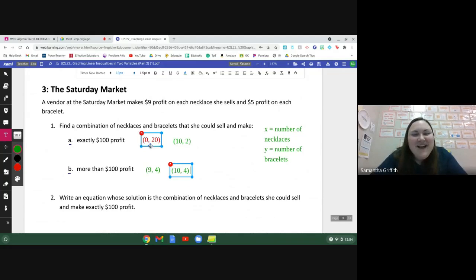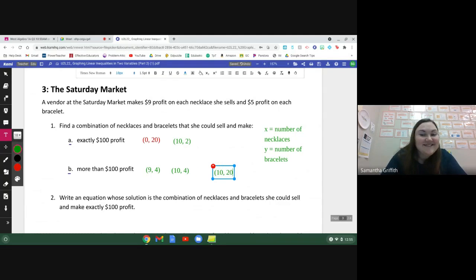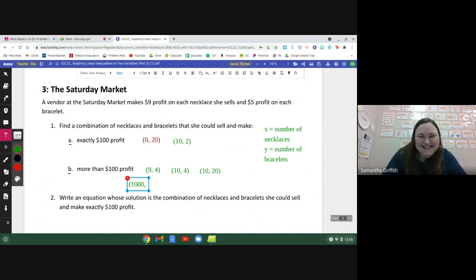These combinations here are exactly 100, so if you add to these, that would be more money, right? So 10, 4, that's just extra bracelets. I could take that 0, 20 and do like 10, 20, because I know this is giving me exactly 100. So any more than this would be more. Like I said, there's millions of correct answers. We could get really ambitious and say if she sold 1,000 necklaces and 1,000 bracelets, that's for sure going to be more than $100. So there's tons and tons of correct answers here.